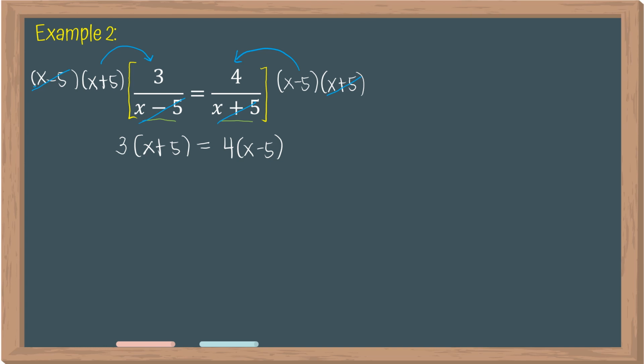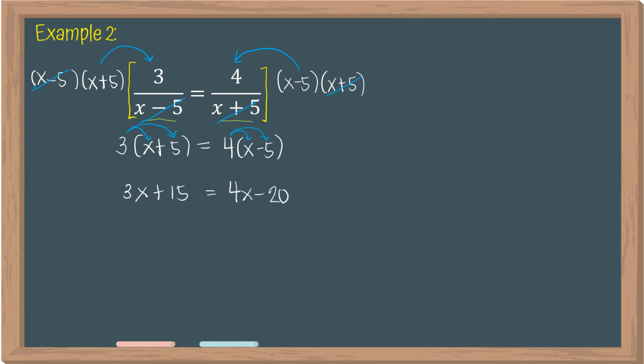After that, we're going to distribute the values that we have here to the terms inside the parentheses. So, that will be 3 times x and then 3 times 5. And that will give us 3x plus 15 is equal to, so we're going to do the same with the right side, multiply 4 to x and then 4 to negative 5. So, that will be 4x minus 20.